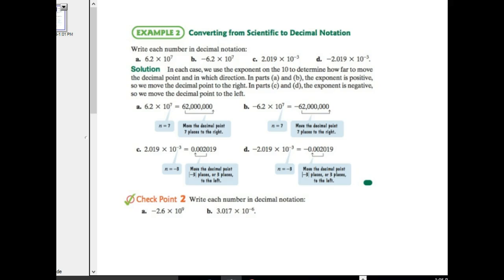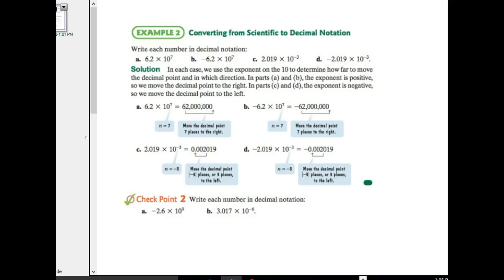In each of these cases, we need to use the exponent to determine how far to move the decimal points. So the exponent tells us how many spaces to move. If it is positive, you're going to move the decimal point to the right. And if the power happens to be negative, then you're going to move the decimal point to the left.